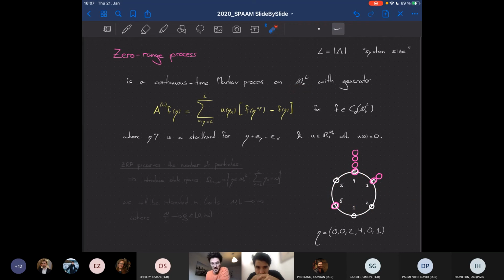For example, for this configuration I drew here at the bottom, we have 6 sites and we have 7 particles. So now if you go to the first 2 sites, we don't have any particles on them. For the third site, we have 2 particles on them. For the fourth, we have 4 particles on them, and so on.